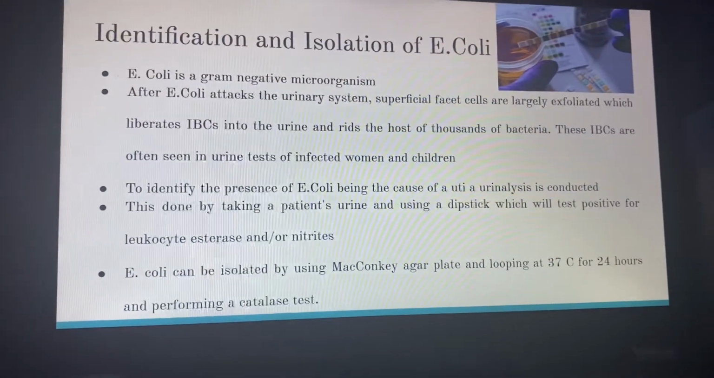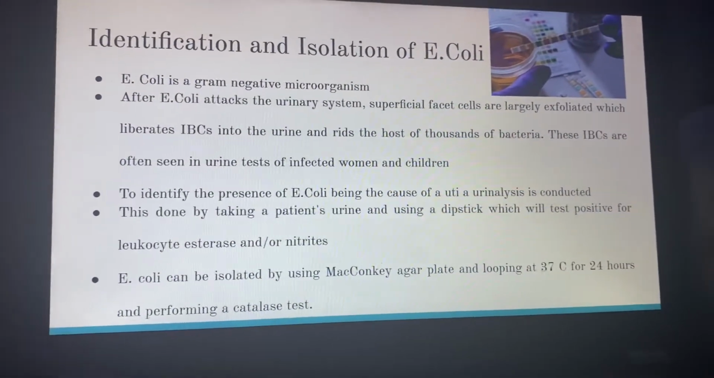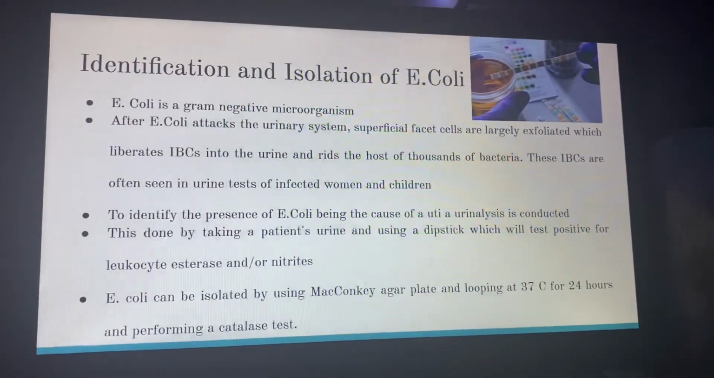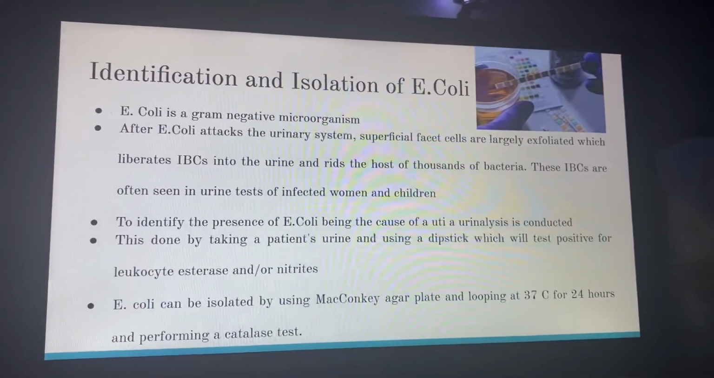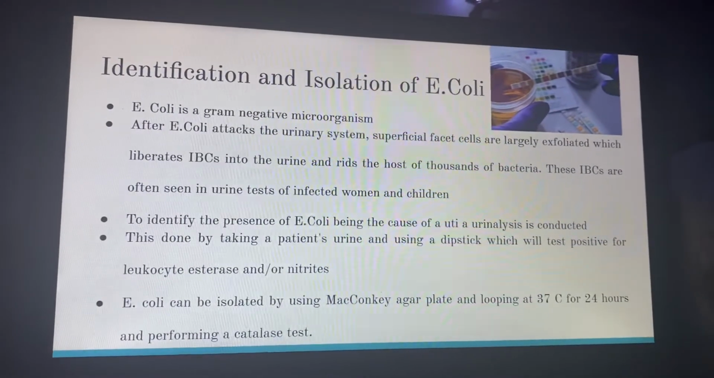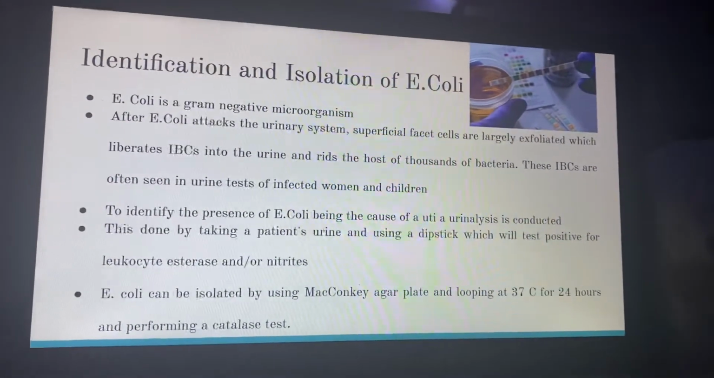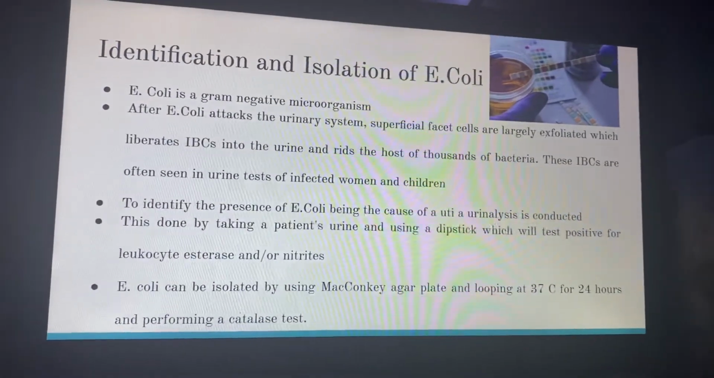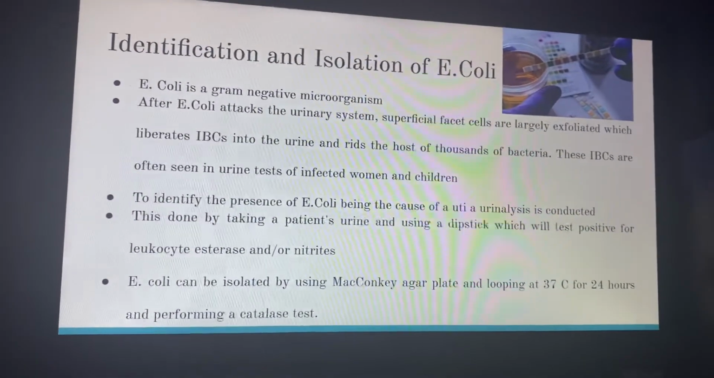So to identify the presence of E. coli, you can conduct a urinalysis. Now, this is done by taking the patient's urine and using a dipstick, which will test positive for leukocyte esterase or nitrites. So E. coli can be isolated using the MacConkey agar plate and looping it at 37 degrees Celsius for 24 hours, performing the catalase test.